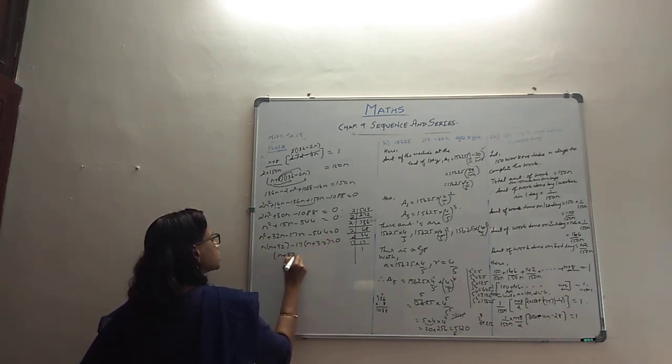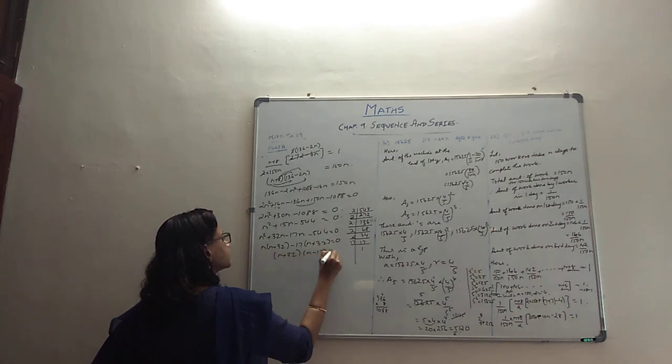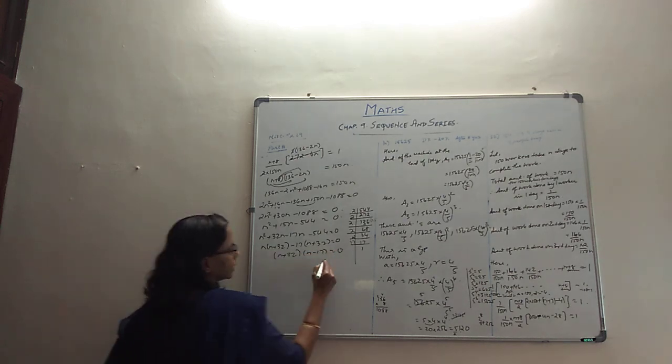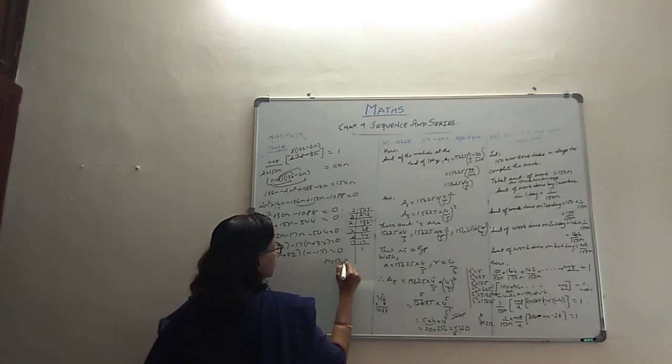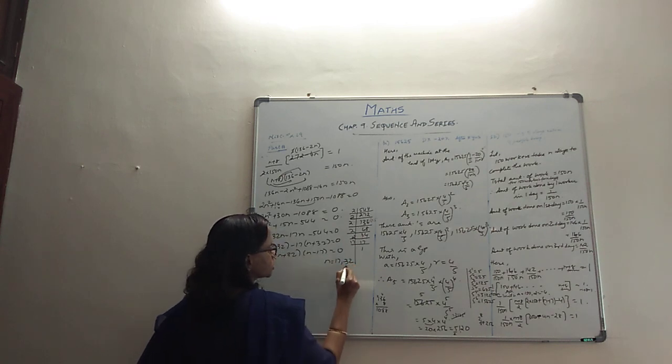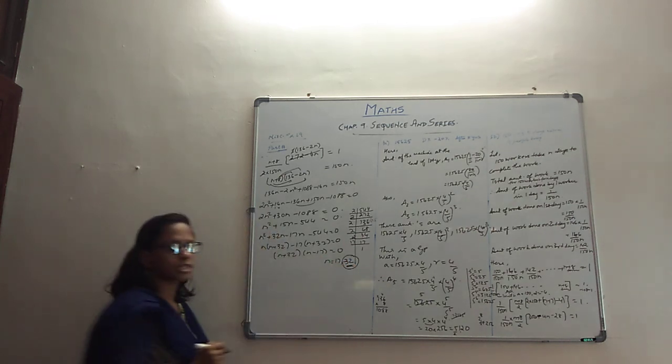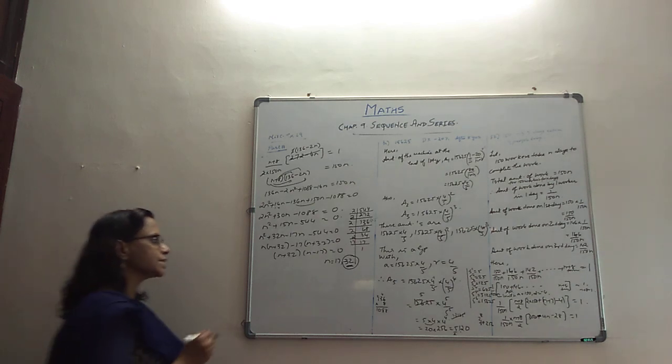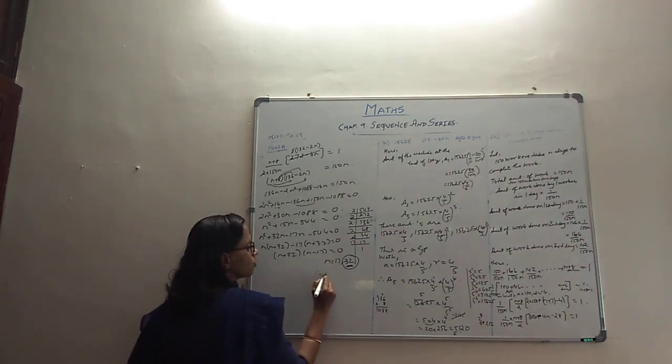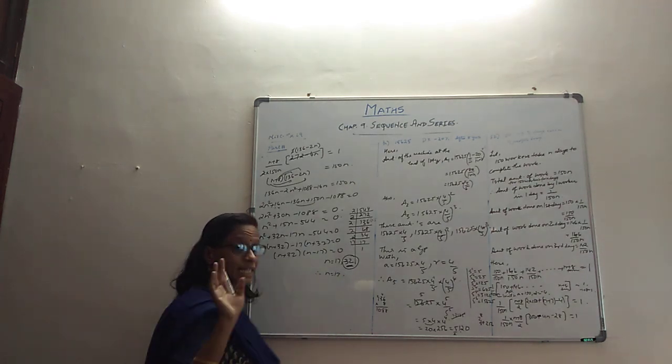The two factors. Either n is 17 or n is minus 32. Because it is number of days, you cannot have it as minus 32. So we have to take n as 17. Therefore, n equal to 17. That's all what is asked.